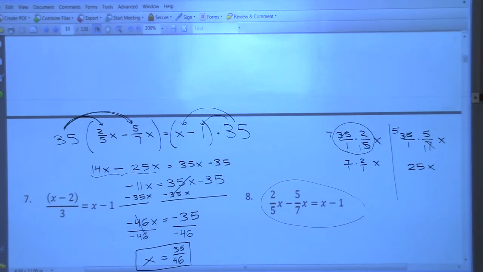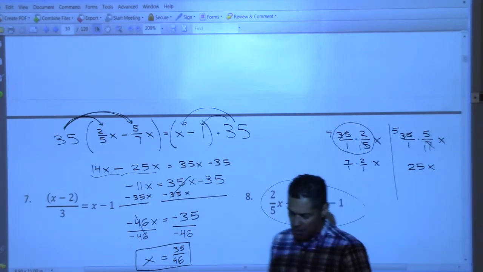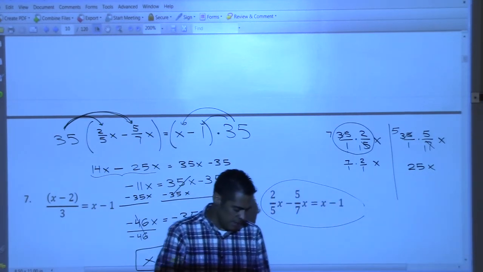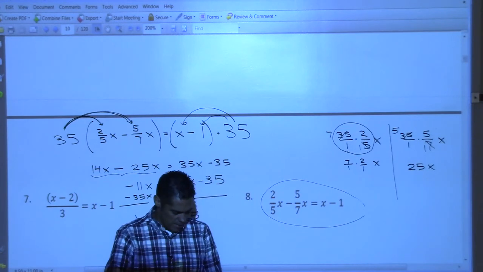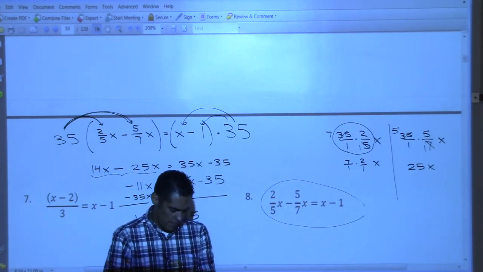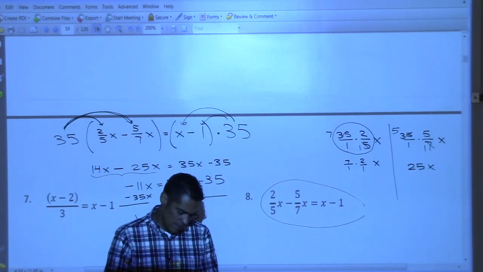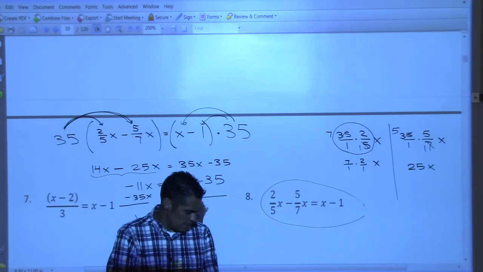Okay, so for homework tonight, I'm going to go ahead and cut you all loose. For homework, just to be clear, it's in the packet, it's page 7 and 8, and then page 11 and 12.